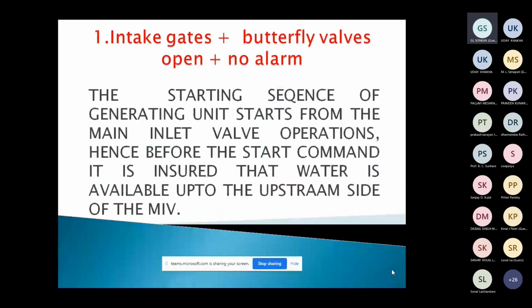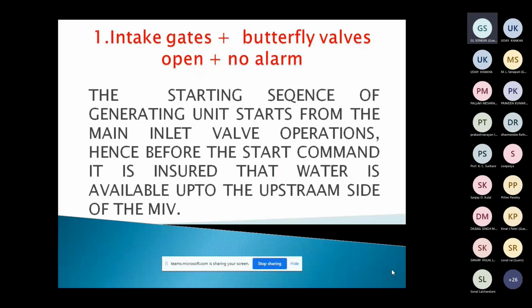The first one: you should ensure that water is available upstream of the MIB. That means water will be there on the upstream of the MIB, that is, your intake gate on the dam should be open. That will be ensured first. That means intake gate plus butterfly valve, there should not be any alarm. That means if the intake is open and the butterfly valve is open, no alarm will be there.